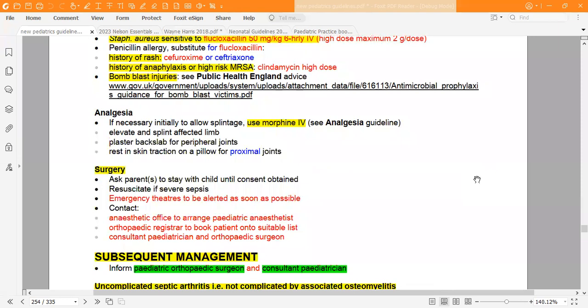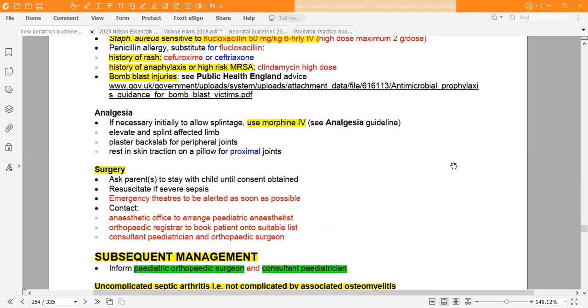What about the analgesia, which is very, very crucial in here? Bed rest, analgesia, admission, these 3 important points. If necessary, initially to allow splintage, use morphine IV. We need in here a very strong painkiller, which is morphine IV after splinting the affected limb to minimize the movement and minimize the pain. Elevate and splint affected limb.